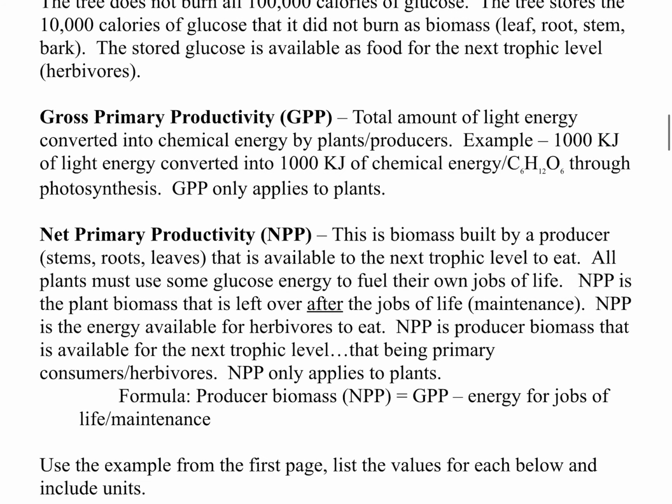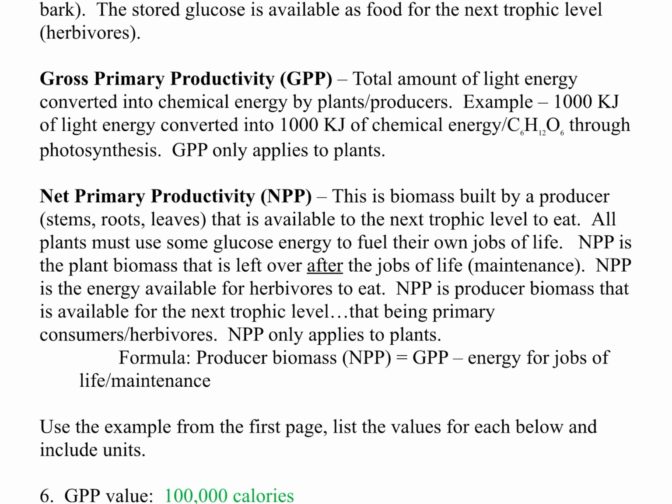So we need to introduce some other terms here. The term gross primary productivity, also known as GPP. This is the total amount of light energy converted into chemical energy by plants. So for example, if you had 100,000 kilojoules of light energy converted into 100,000 kilojoules of chemical energy, also known as glucose, through photosynthesis. So it's the total amount of light energy converted into glucose. GPP is a term that only applies to plants because only plants perform photosynthesis.